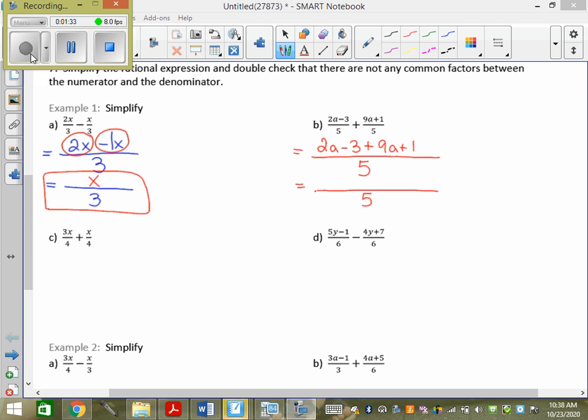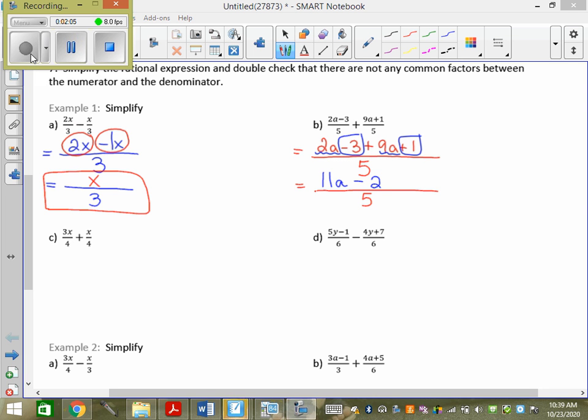So I'm going to get 2a plus 9a, which is 11a. And then I have negative 3 plus 1, negative 2. Now the key thing for adding and subtracting is you do all of your adding and subtracting like normal, like we just did. And then when we're done all of that, in our very last step, if we can simplify, we do.